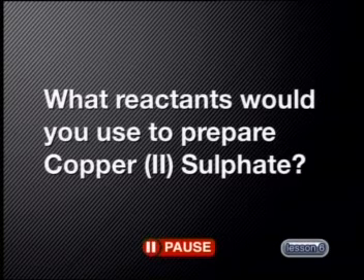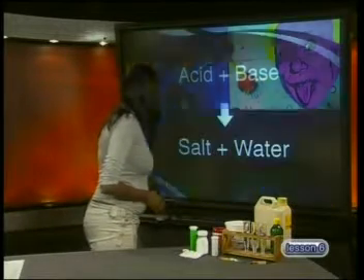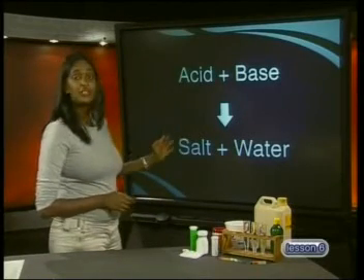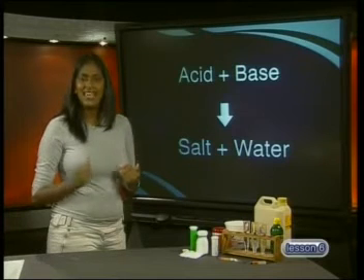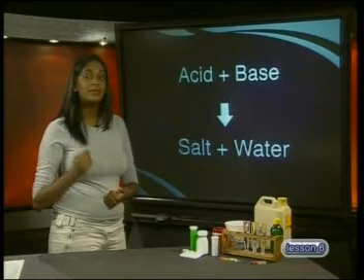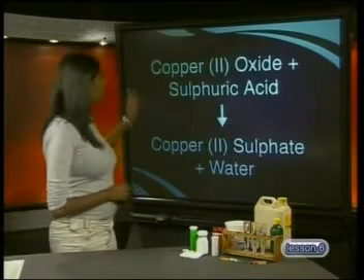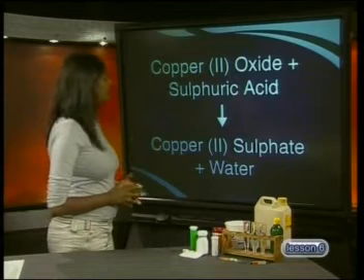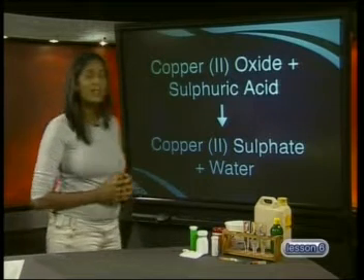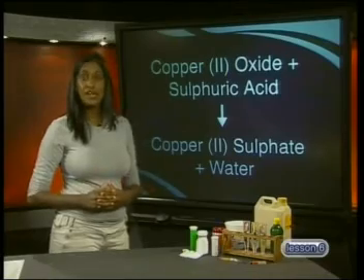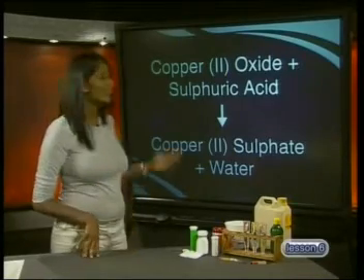Before we go to the lab, can you work out what we need if we want to make copper 2 sulfate? What reactants would you use to prepare copper 2 sulfate? In this case, the general equation is an acid plus a base react to form salt plus water. The acid we need is sulfuric acid, and the base we need is copper 2 oxide. So the word equation is copper 2 oxide plus sulfuric acid react to form copper 2 sulfate plus water. Let's go to the lab now to see what method John is using to make this salt.